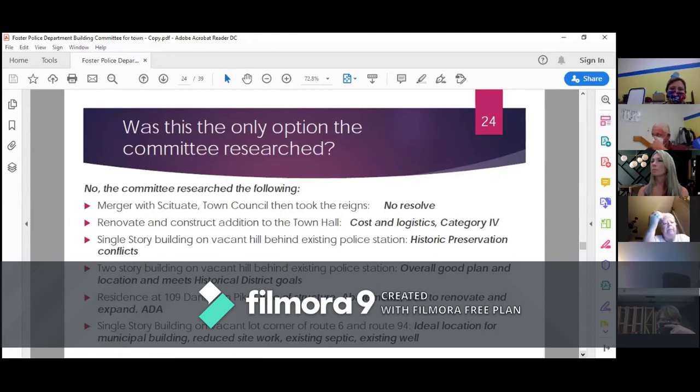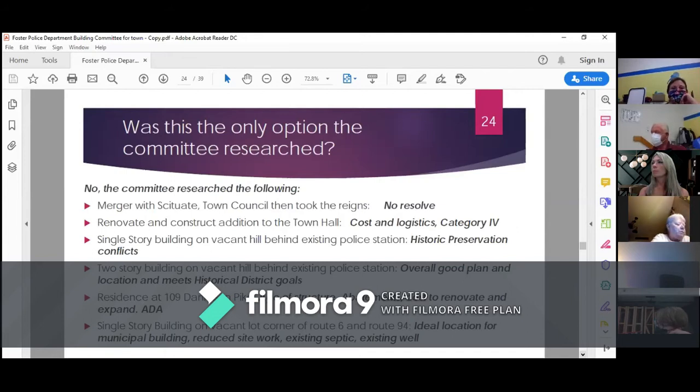We started off with a single-story building, basically the same one we have. And then we met with historic preservation. They didn't really care for what the building looked like, so we decided to shrink the footprint of the building, make it a 2-story building and sink part of that into the ground, just so it was a little less obtrusive. So we moved to the 2-story building on the vacant hill behind the existing police station. Overall, it was a good plan and location, it met the historical district goals, and we were actually moving in that direction.